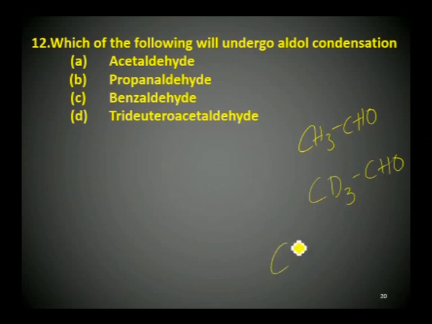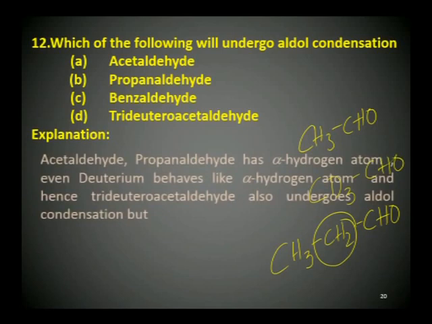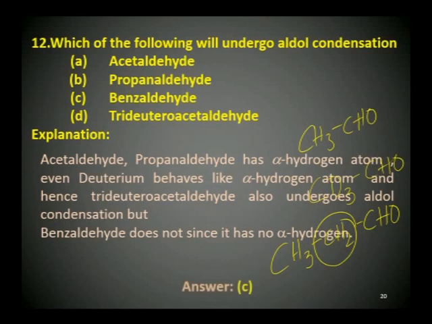Propanaldehyde means CH3CH2CHO. In this, the second carbon atom is the alpha carbon atom, and it has 2 hydrogens. So 2 alpha hydrogens are there. Only benzaldehyde is a compound which does not have any alpha hydrogens. So the answer is C.